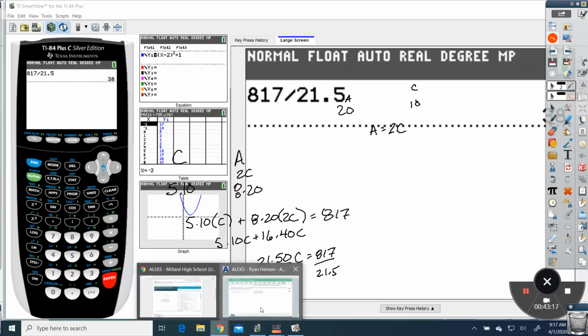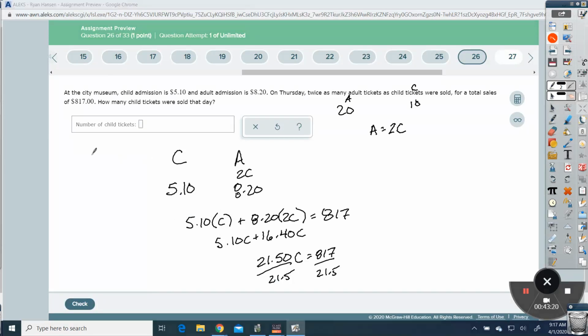So I come back to this and I tell them that, and I make sure I read it. It says number of child tickets. So I just type in that answer because that's what we solved for, with child. If it asked for adults, I'd plug it in here and I'd say, oh, adults were 76 tickets. Okay? So make sure you read what it asks you to find.